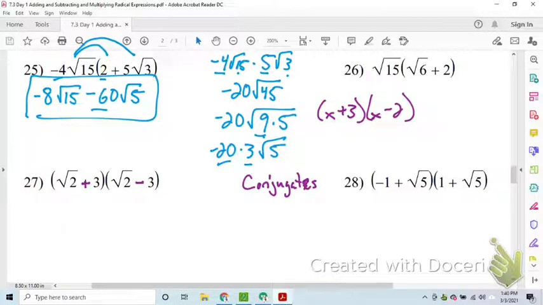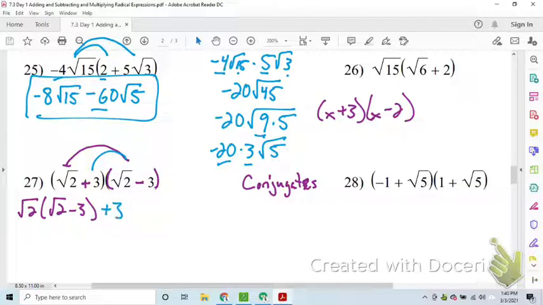Who knows? Either way, we take this first term, which is root 2, we multiply it by all that. So root 2 times root 2 minus 3, because that's what's here. Then, change the color up for emphasis, I have a plus 3 times this whole thing in here. So, the same thing, root 2 minus 3. And now I'm going to double distribute.